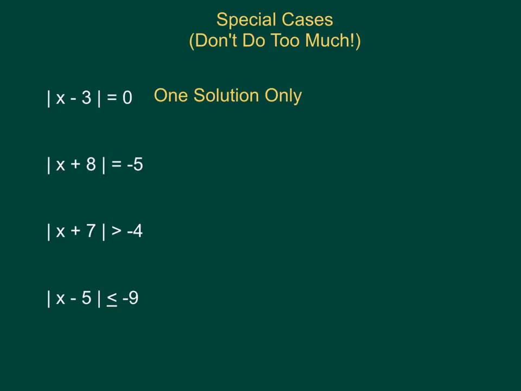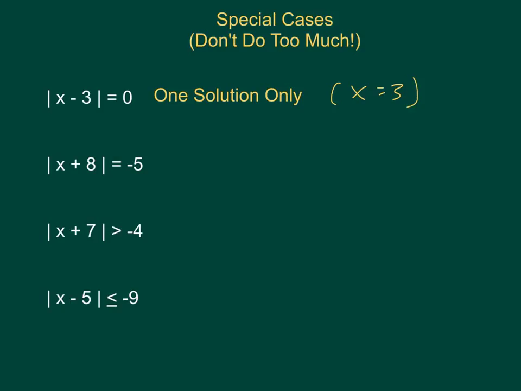If you went ahead and tried to solve that in 2 different ways, you'd have x minus 3 equals 0 and x minus 3 equals negative 0. It's just the same equation. So don't solve it twice. Just use x equals 3 as your one solution.